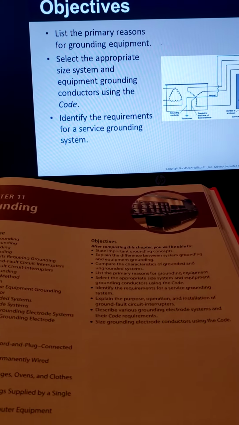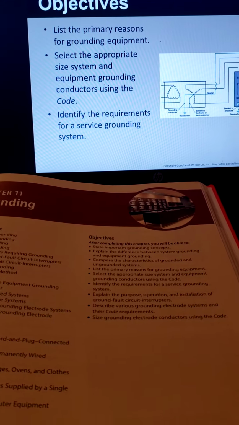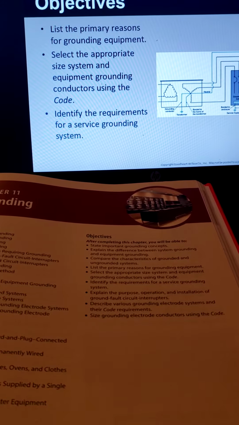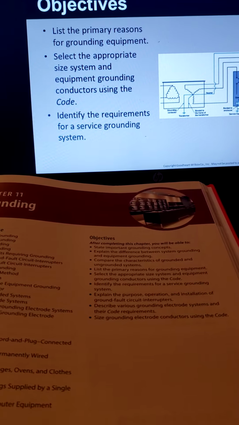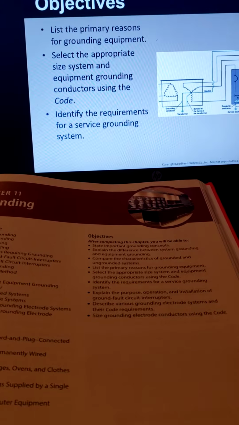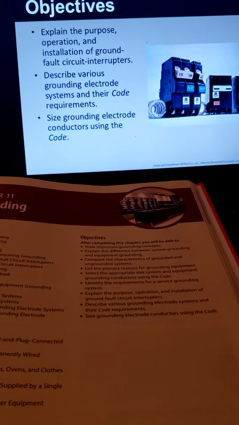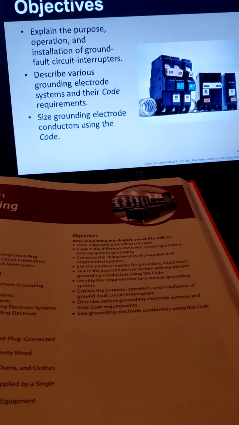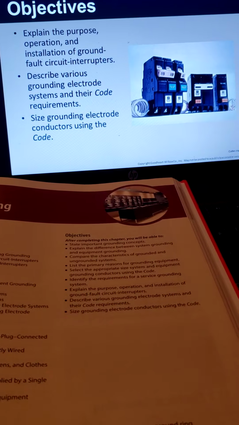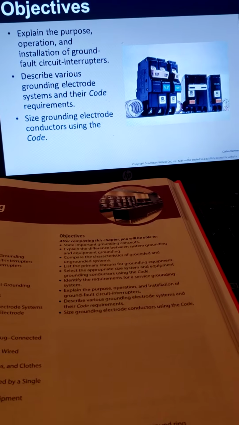List the primary reasons for grounding equipment. Select the appropriate size system and equipment ground conductor using the code. Identify the requirements for service grounding systems. Explain the purpose of operations of a ground fault circuit interrupter, GFI. Describe the various grounding electrode systems, their code and requirements. Size grounding electrode conductor using the code.